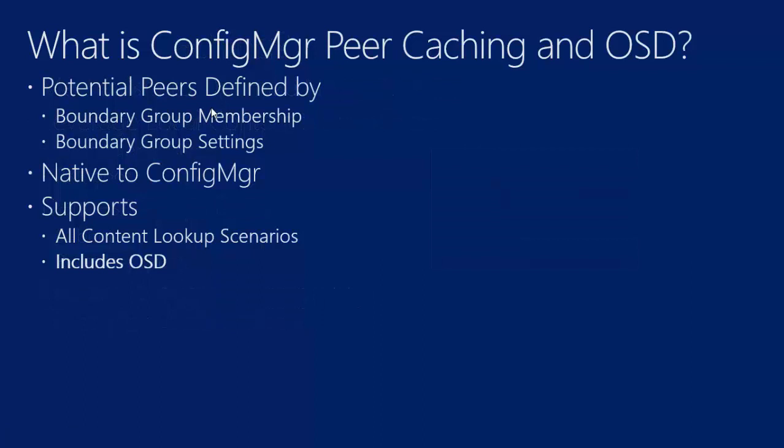Now turning to Config Manager. Even on the previous slide, I couldn't help but talk about Config Manager a little bit. Here in Config Manager, potential peers that can share content with one another are defined first by boundary group membership. So if machines are in the same boundary group, then they could share content with each other. There is a specific setting on the boundary group, which we'll show you in just a minute, where you can define that even if machines are in the same boundary group, only machines on the same subnet within that boundary group share content with each other. Peer caching is a capability native to Config Manager, meaning you can take advantage of it in any supported configuration of Config Manager if you want to; you just have to turn it on. And in Config Manager specifically, peer caching supports all content lookup scenarios, including OSD, which is what we'll be talking about in this session.